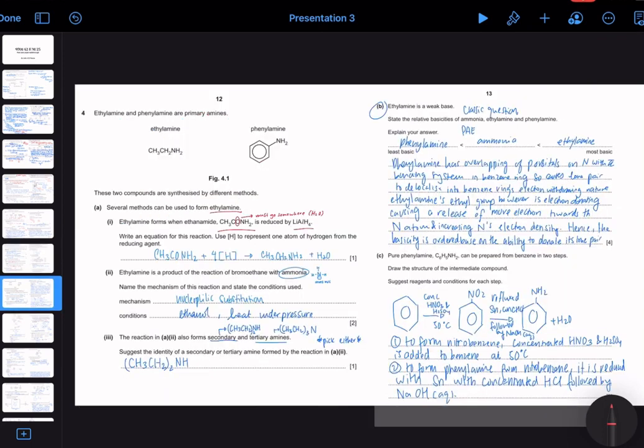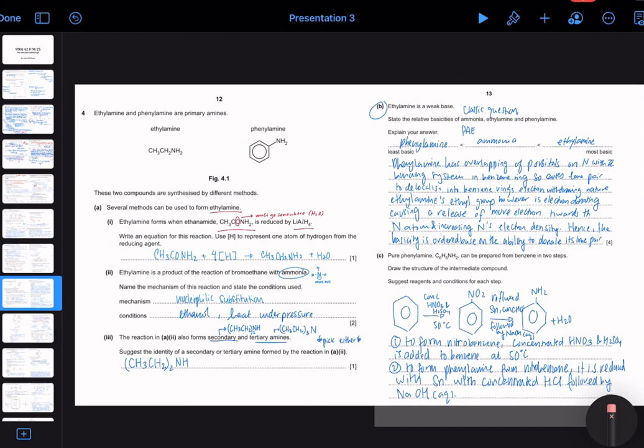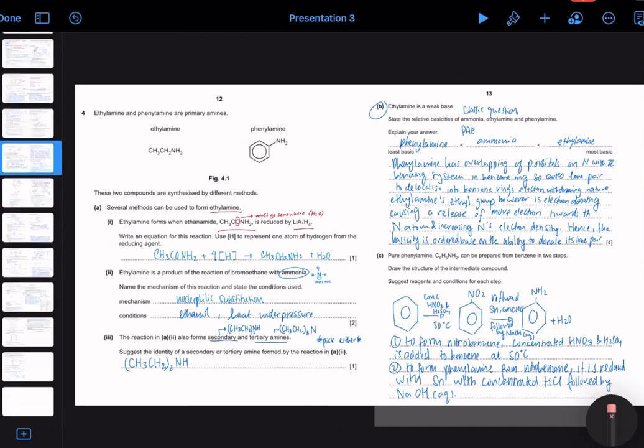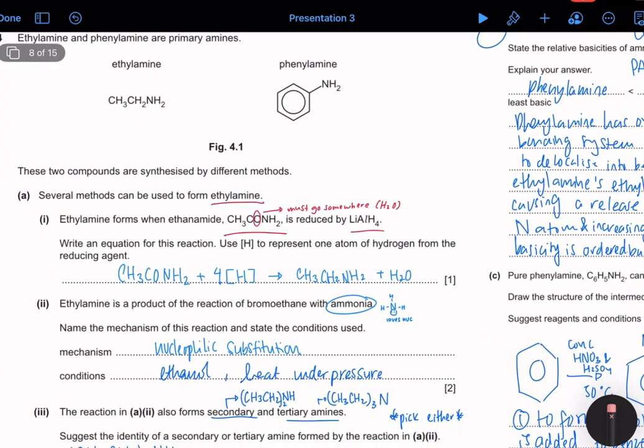Now we have reached organic chemistry. That was quite a lot, and we still have nearly half of the paper left, so we'll move forward. Ethylamine and phenylamine are primary amines. These two compounds are synthesized by different methods. Several methods can be used to form ethylamine.